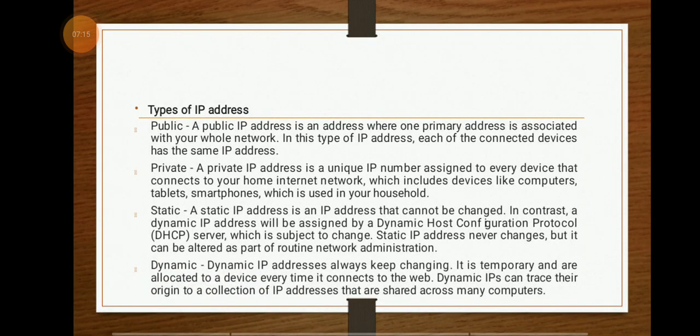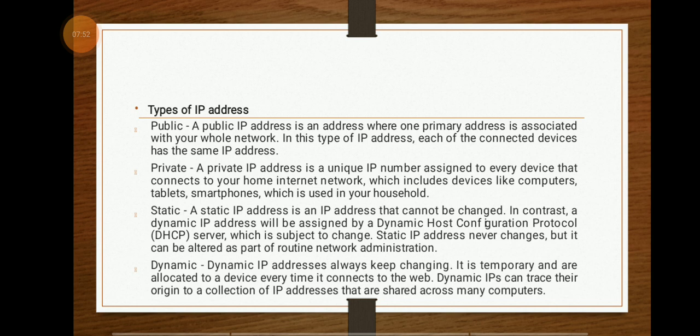So here, we have the types of IP address. IP addresses can be public, private, static, or dynamic. So what is public? A public IP address is an address where one primary address is associated with your whole network. The private one is a unique IP number assigned to every device that connects to your home internet network, which includes devices like computers, tablets, and smartphones used in your household.